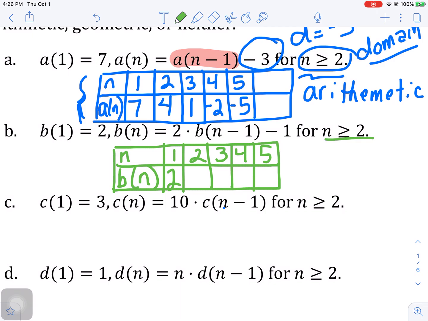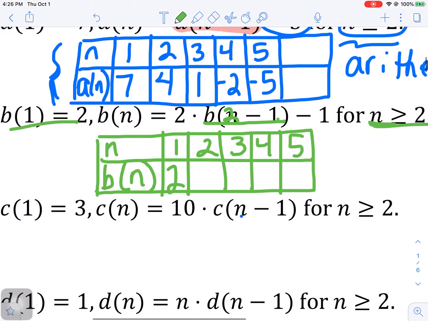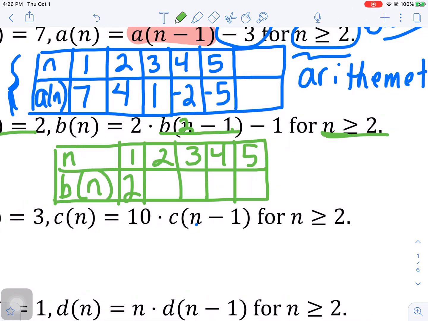To find the second term, we're going to multiply the first term. If n is 2, then n minus 1 is 1, so that's b of 1, and we know that to be 2. So we would take 2 times 2, which is 4, and then subtract 1. So it'd be 3.